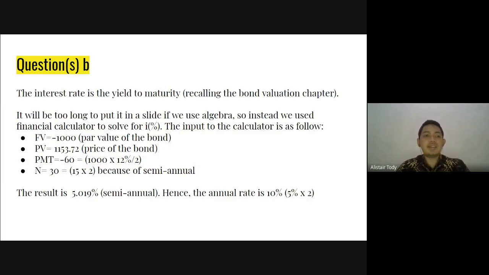The inputs to the calculator are: the future value is 1,000, the present value is 1,153.72, the price of the bond. The payment is 60, from 1,000 times 12% divided by 2, and N is 30, from 15 times 2 because it is semi-annual. From the financial calculator, the result is 5.019%. Since it is semi-annual, we multiply it by 2, hence the annual rate is around 10%.